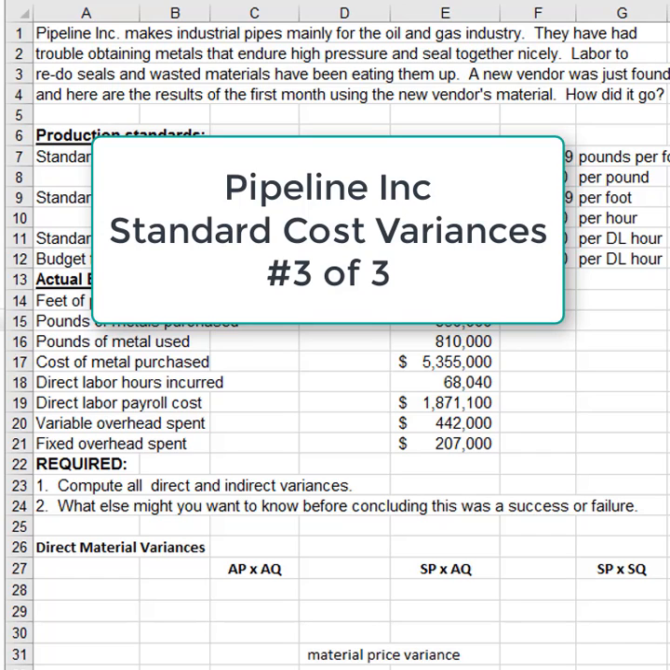So this is the third in the series where we're going to be doing the standard cost variances. Hopefully you've tried this and you already have a solution and you're just comparing to what I have.